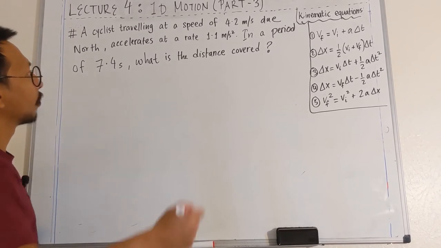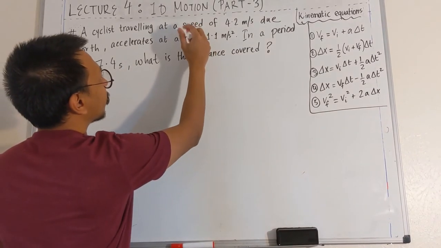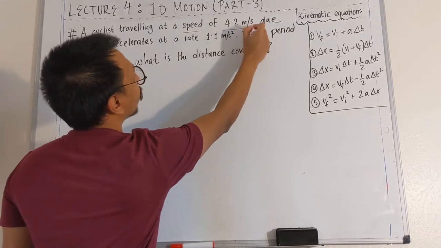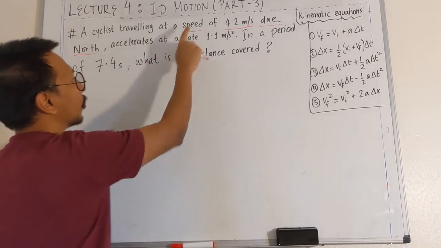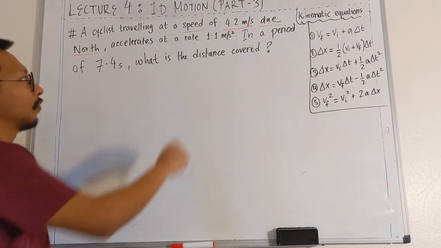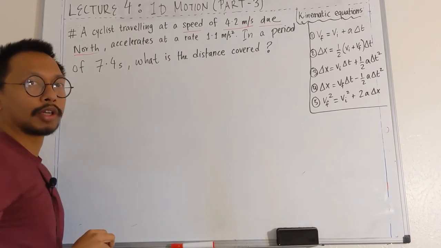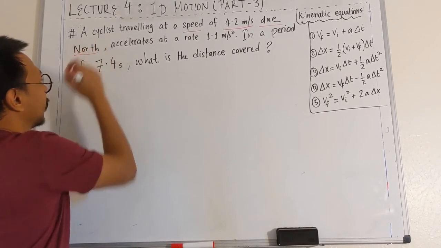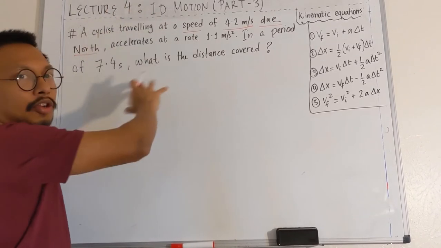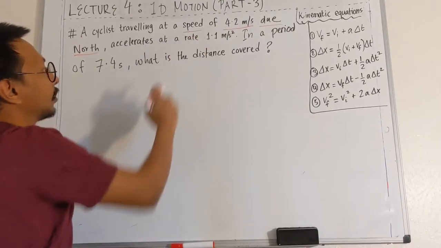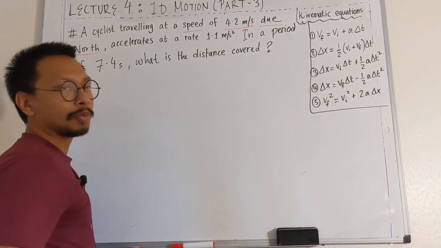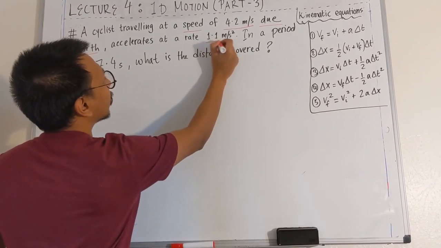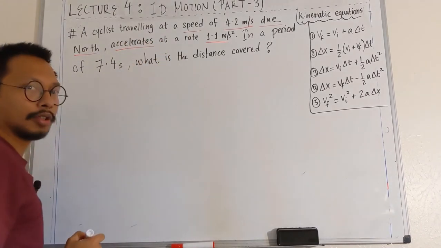So let's see what we are given. We are given that the cyclist is moving at a speed 4.2 meters per second and gives me a direction which is due north. So in total, we have the velocity 4.2 meters per second due north. What kind of velocity is that? That's the initial velocity, okay, because that's when your motion or your investigation of the motion begins. Accelerates at a rate 1.1 meters per second squared. And this is assumed to be constant. So this is my acceleration, which is constant.